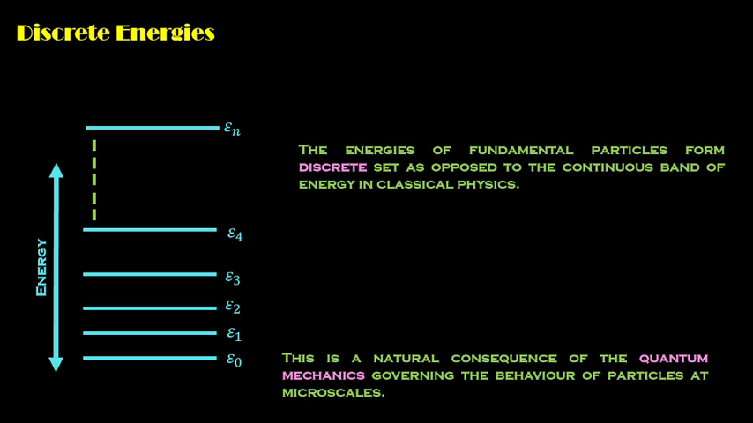Moreover, there is a fundamental difference in the way these particles distribute themselves over various energy states. Accordingly, we have three types of distribution: Maxwell-Boltzmann distribution, Fermi-Dirac distribution and Bose-Einstein distribution, which we shall explore in this video.